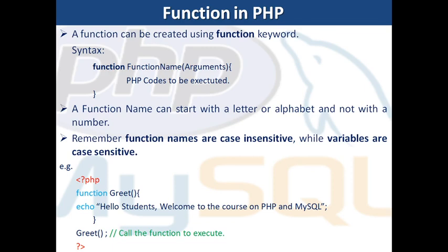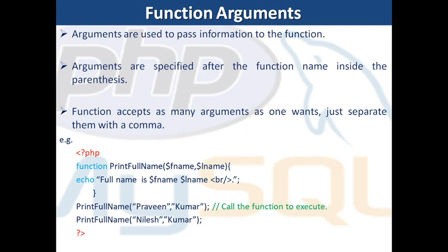Function arguments. Arguments are used to pass information to the function. Arguments are specified after the function name inside the parenthesis. A function can accept as many arguments as one wants. Just separate them with a comma. So let us take it on the browser.